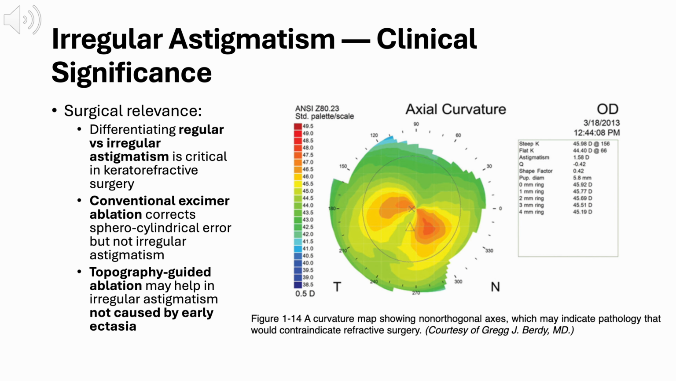The map shown on the right illustrates this issue. Instead of a symmetric bow tie with orthogonal axes, the steep and flat areas are non-orthogonal and asymmetric. Patterns like this suggest irregular astigmatism and may indicate pathology that would contraindicate refractive surgery. The key takeaway is that irregular astigmatism is not just a refractive issue, it's a screening diagnosis. Recognizing it can prevent inappropriate surgery and long-term visual harm.